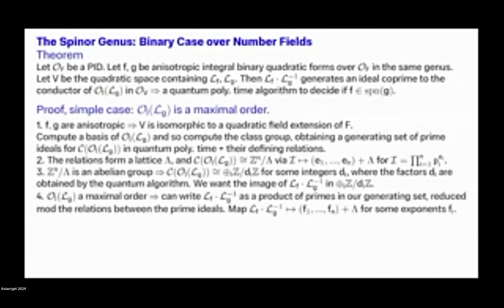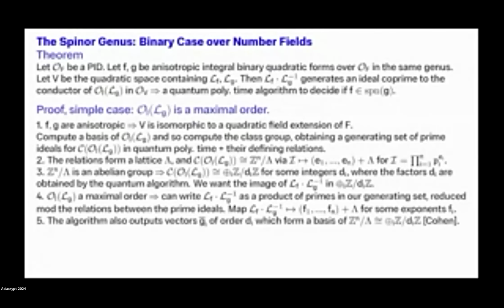So we assume that the left order of L_G is a maximal order. This means that we can write L_F times L_G inverse as an ideal in this order and factor it into a product of primes in our generating set and then reduce modulo the relations between the prime ideals. This allows us to map L_F times L_G inverse to its corresponding tuple of exponents, as in step 2, call these exponents f_1 up to f_n, modulo the relations Λ. The quantum algorithm also gives us some vectors g_i bar. These are of order d_i, and they form a basis of Z^n modulo Λ.